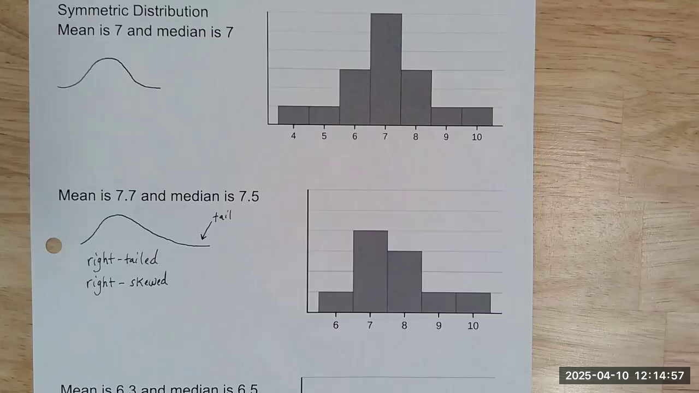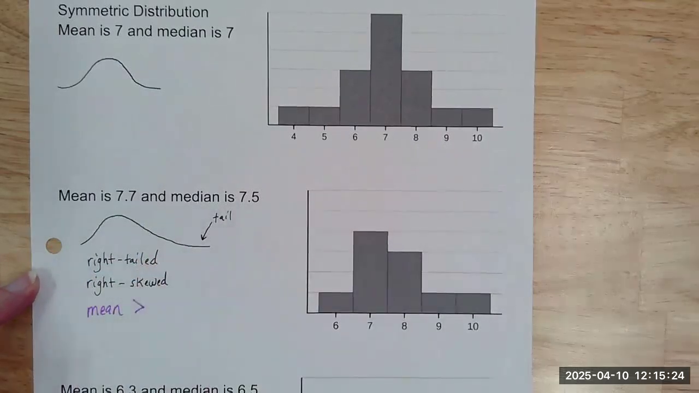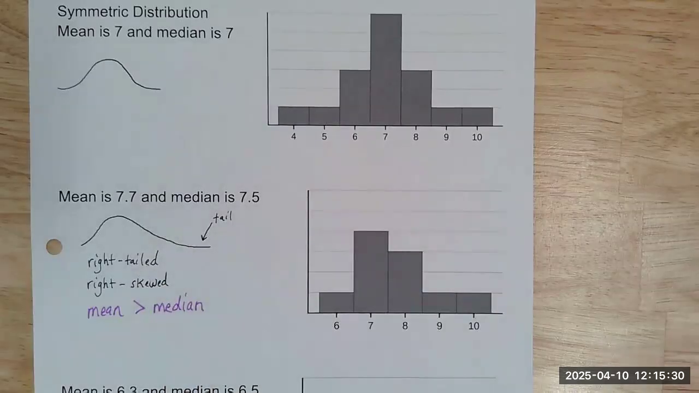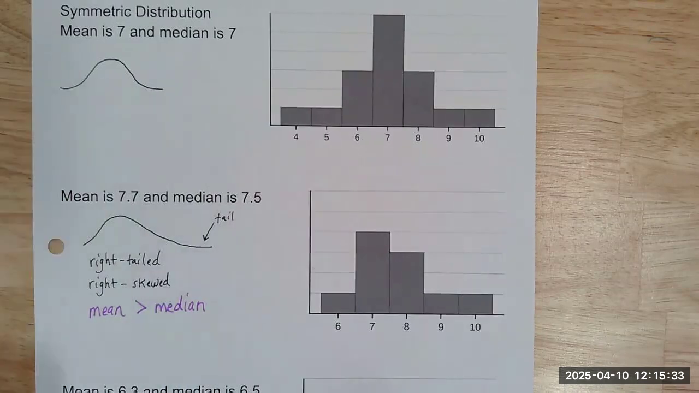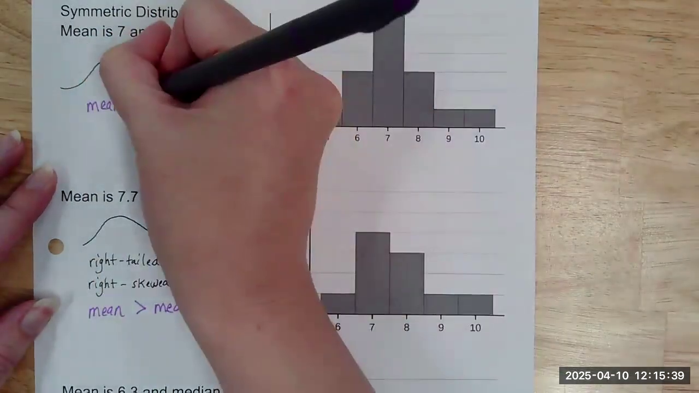We could actually take all these numbers and add them up, and find that the mean is 7.7 and the median is 7.5, but you probably believe me. When we have right-tailed or right-skewed distributions, generally what we want to remember is that the mean is greater than the median. I'm going to write that symbol down here: the mean is greater than the median. Okay, if I go back up to our symmetric distribution, we said that the mean was equal to the median.